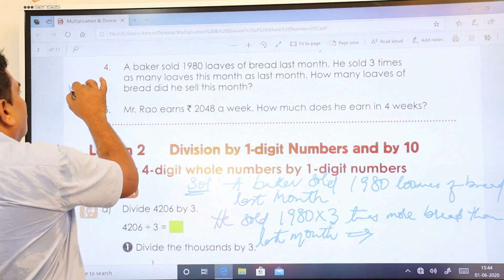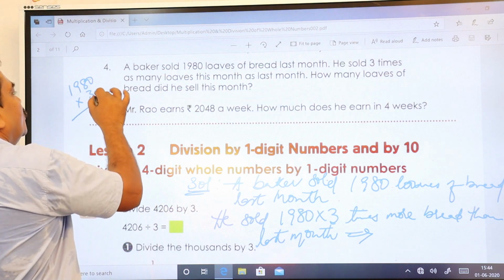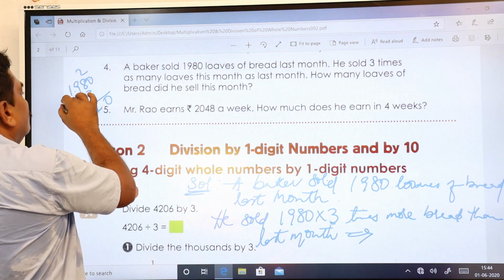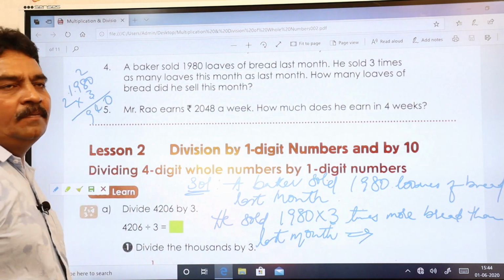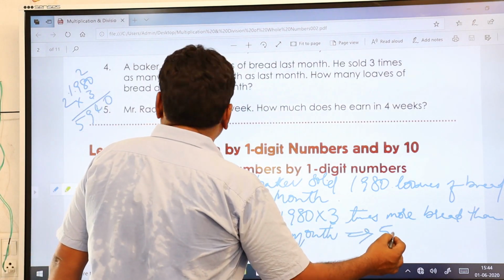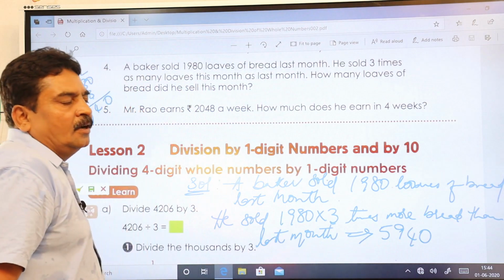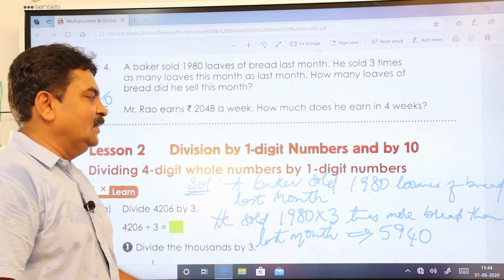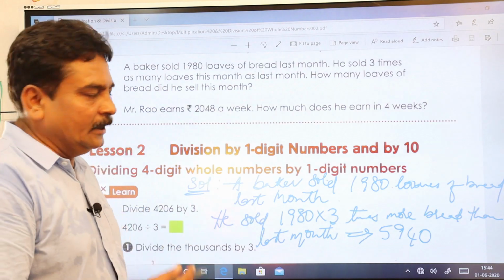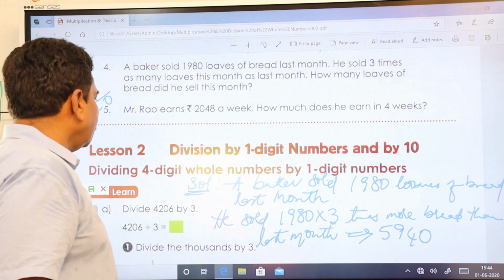I'll do it here. 1980 into 3. 3 zeros are 0, 8 threes are 24, 2. 9 threes are 27, plus 2, 29. 2. 3 ones are 3, 4, 5. So, how much? The answer is 5,940. So, this month he has sold 5,940 loaves of bread. That is your answer. In that way you are going to do it.